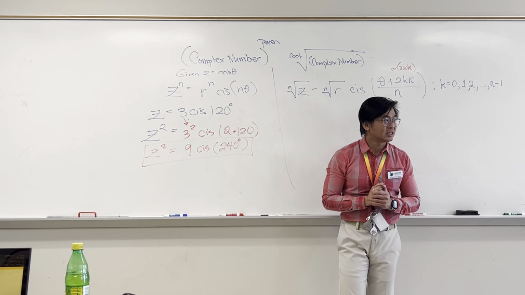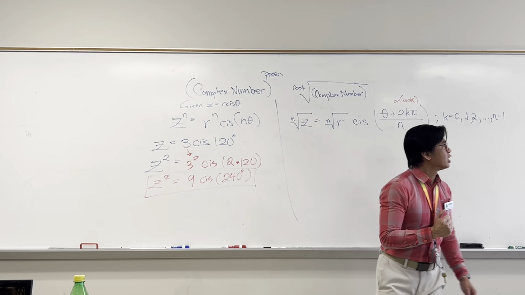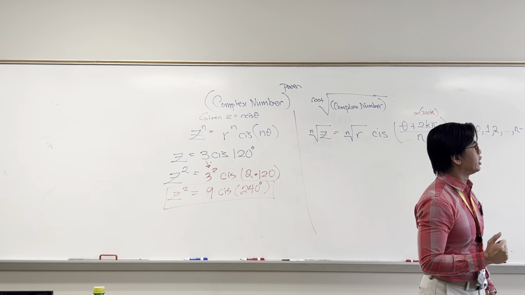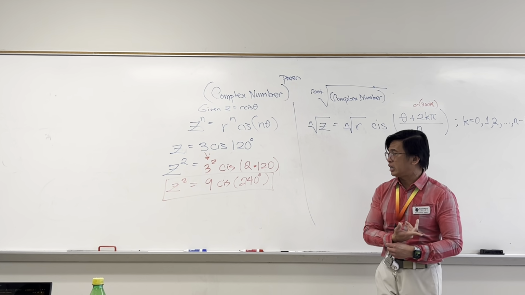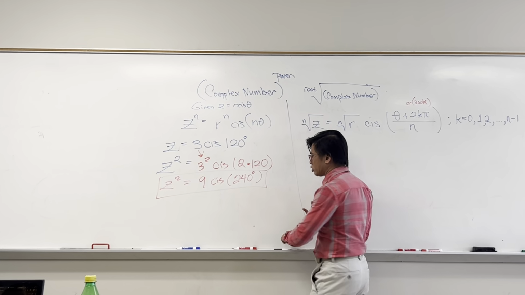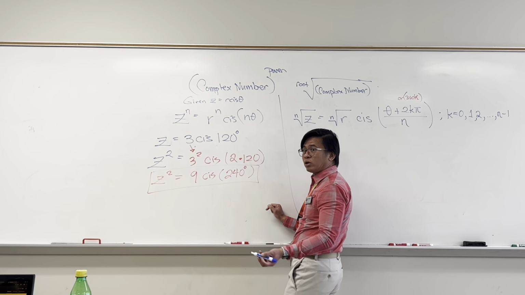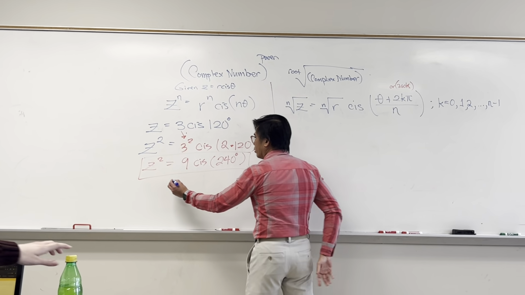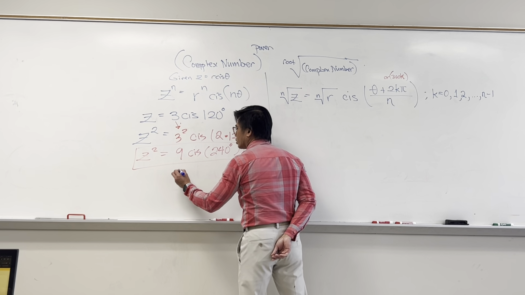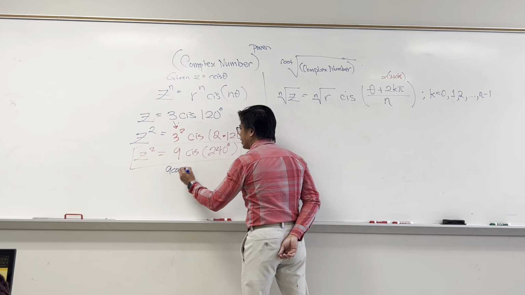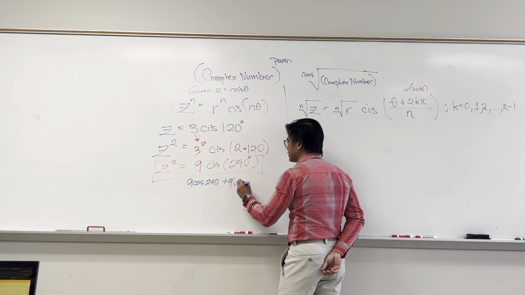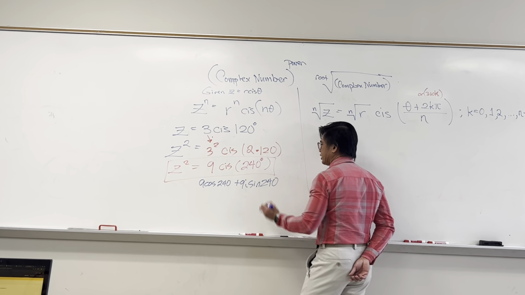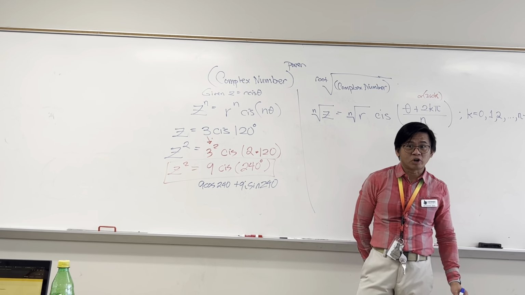Questions? In some cases, you would convert this one into a rectangular form as well if needed. In this case, it's not needed, but in case you need it converted into a rectangular form, the a plus bi form, what will this be? That'll be 9 cosine 240 plus i 9 sine 240, right? And that will be the a plus bi form instead, right?